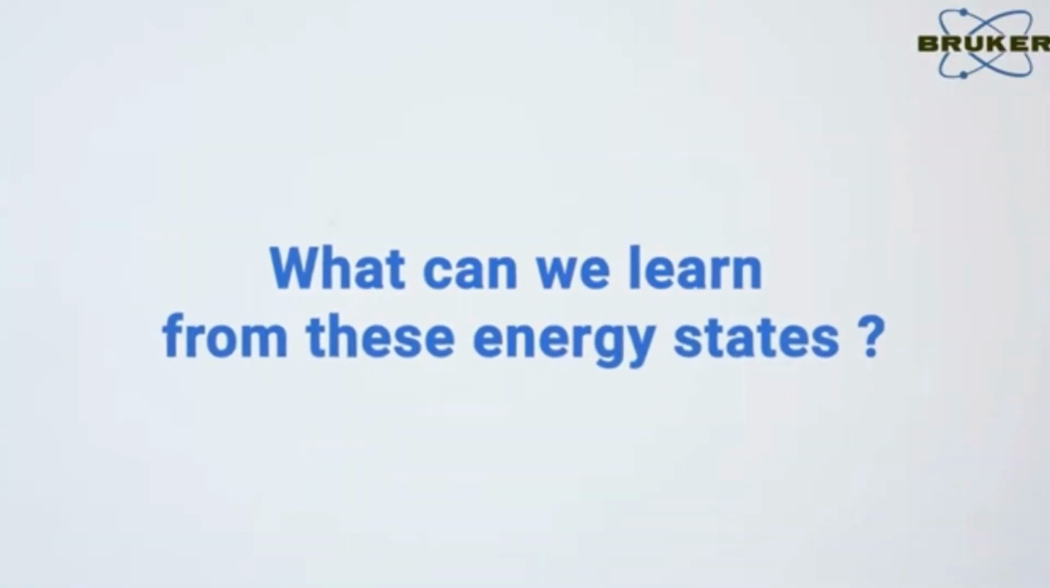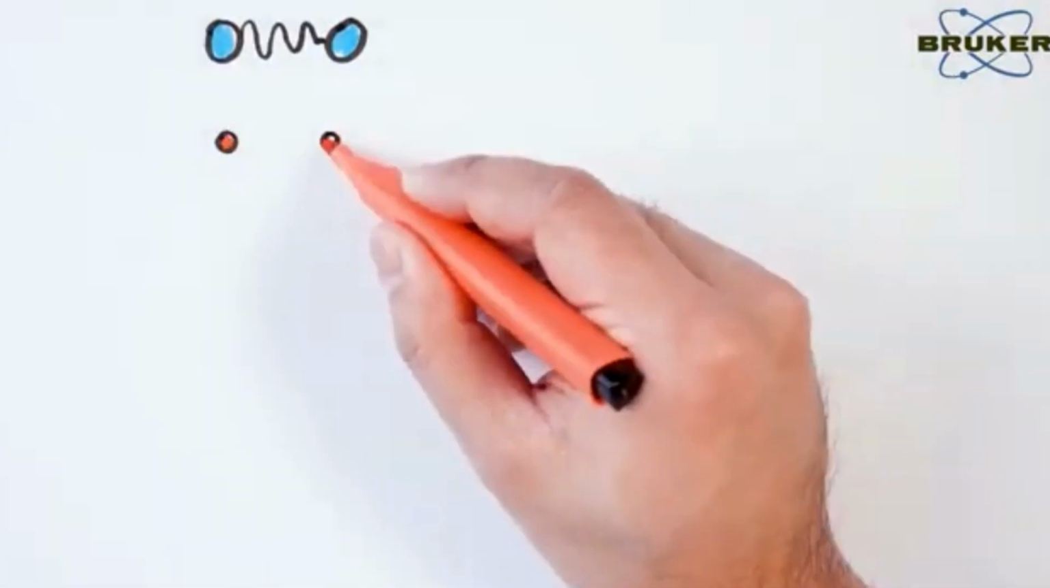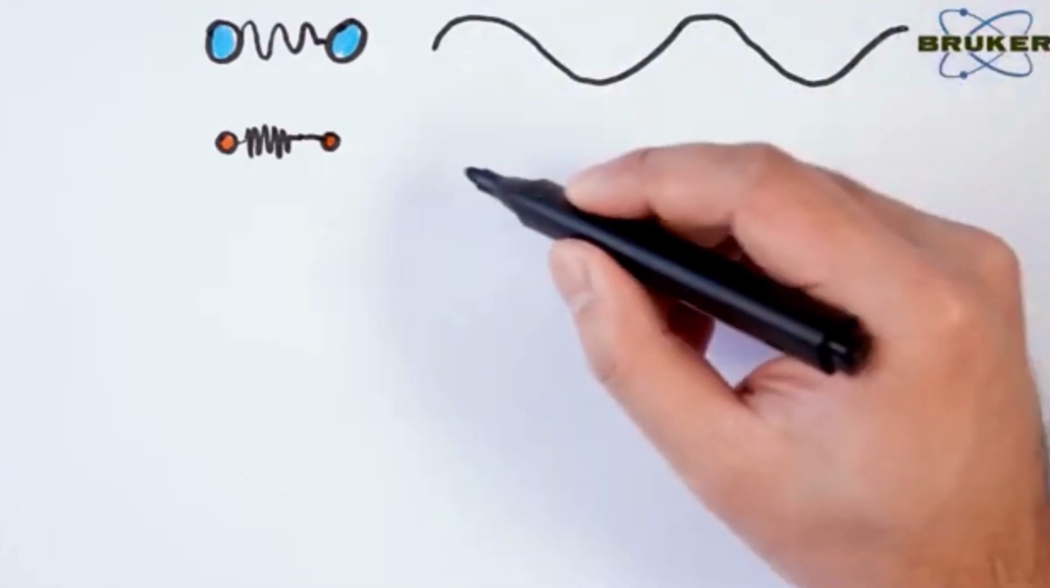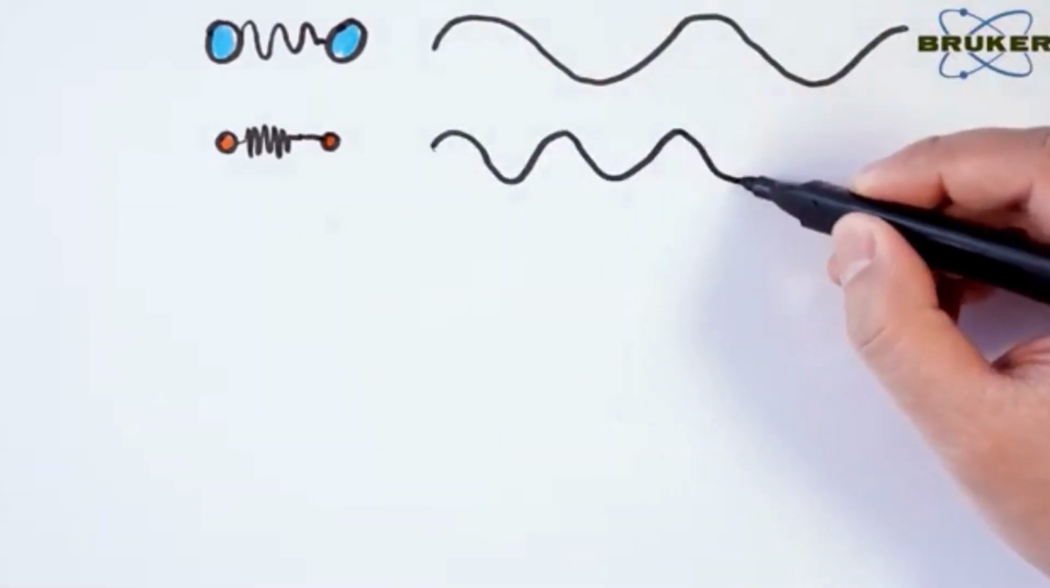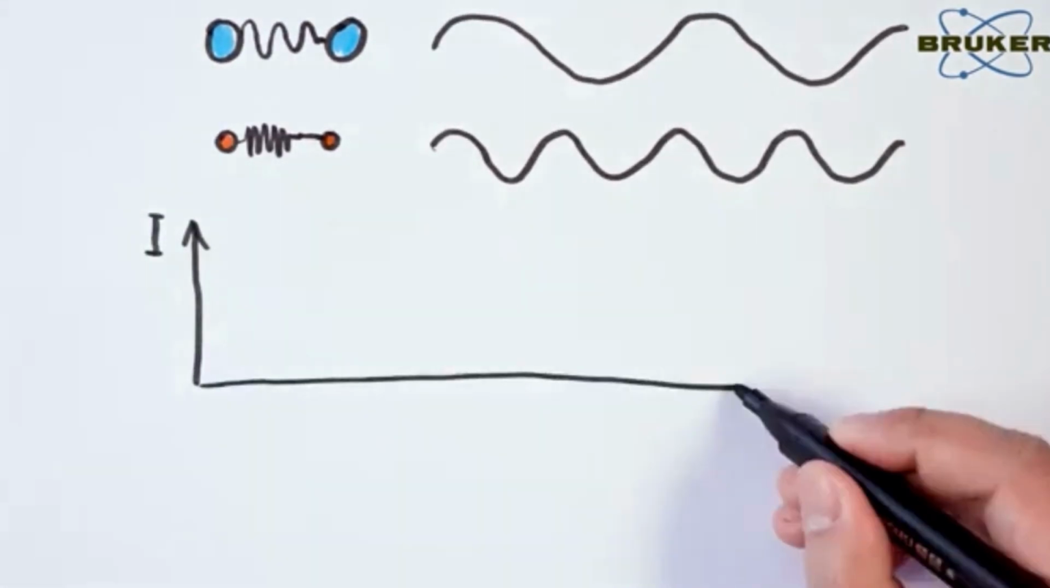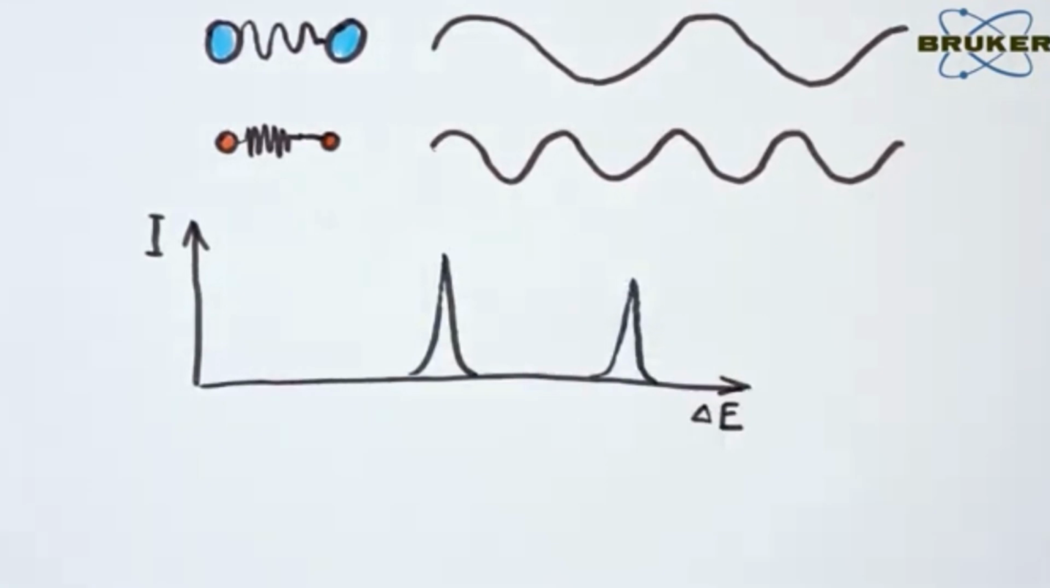Infrared spectroscopy. What can we learn from this energy state? The energy difference between ground state 0 and state 1 depends on only one thing, the natural frequency of the vibration. In the model of spring and balls, when the balls are heavy or the spring soft, the system vibrates at a lower frequency. When the balls are light or the spring is hard, the system vibrates at a higher frequency. The exact same thing happens with molecular vibration.